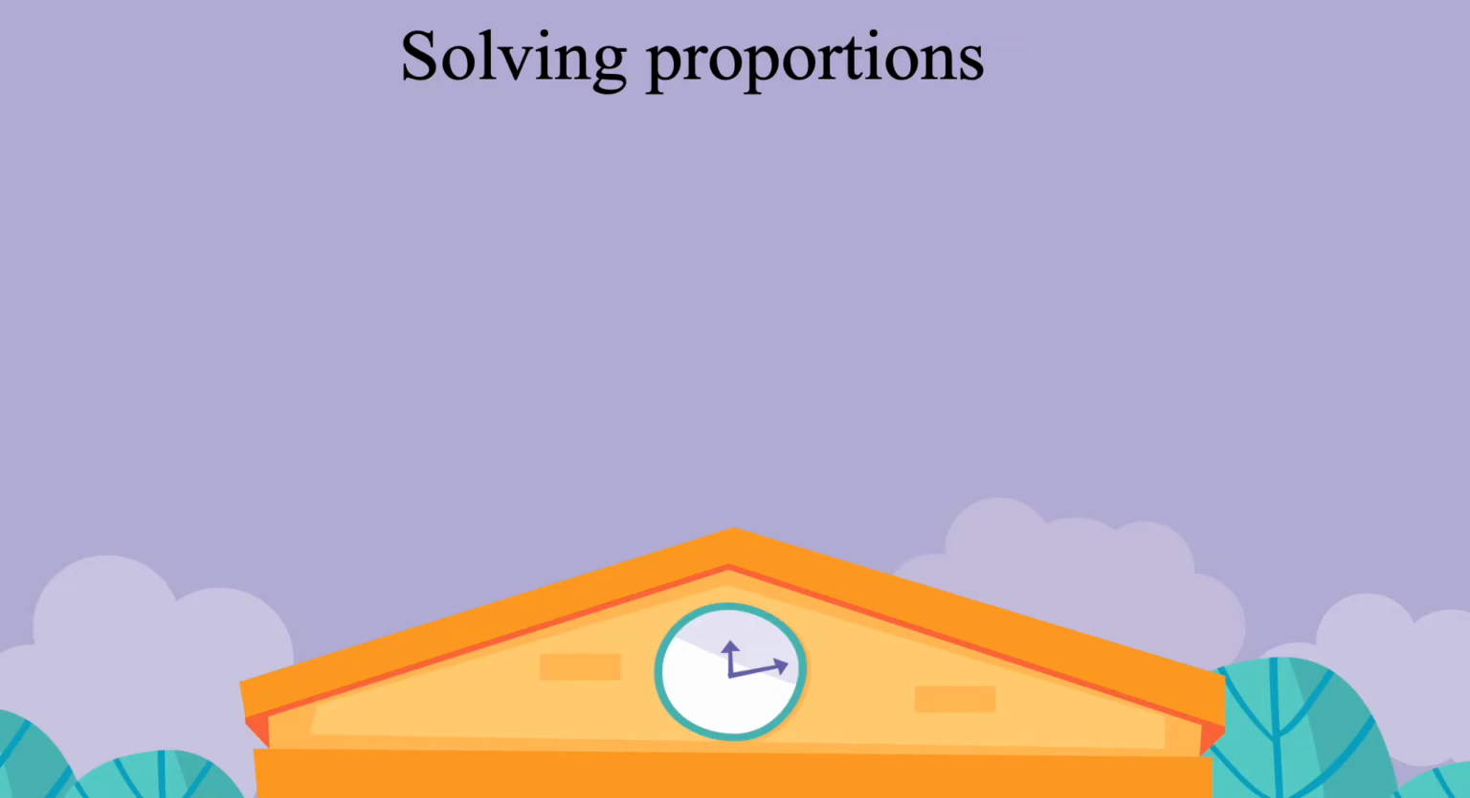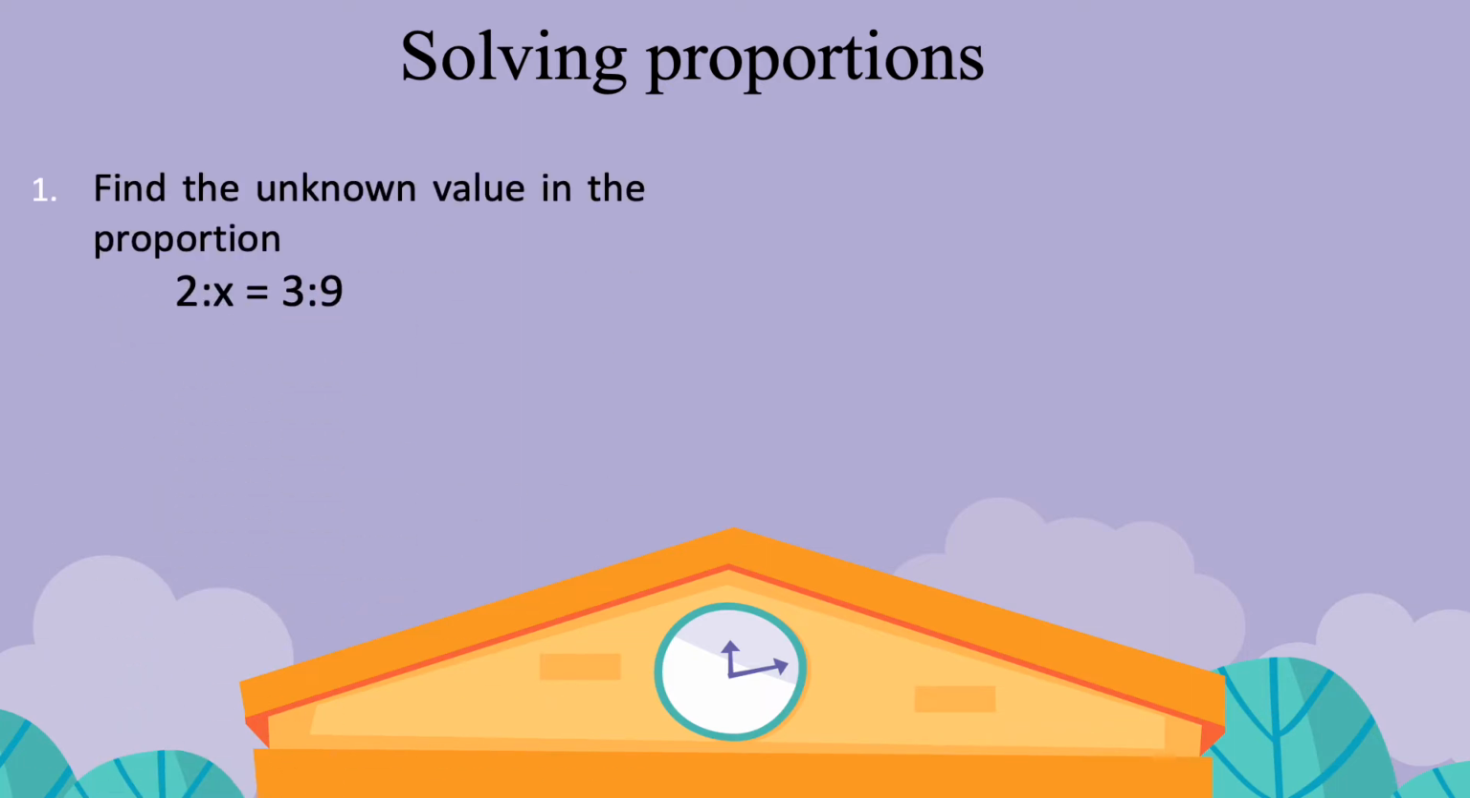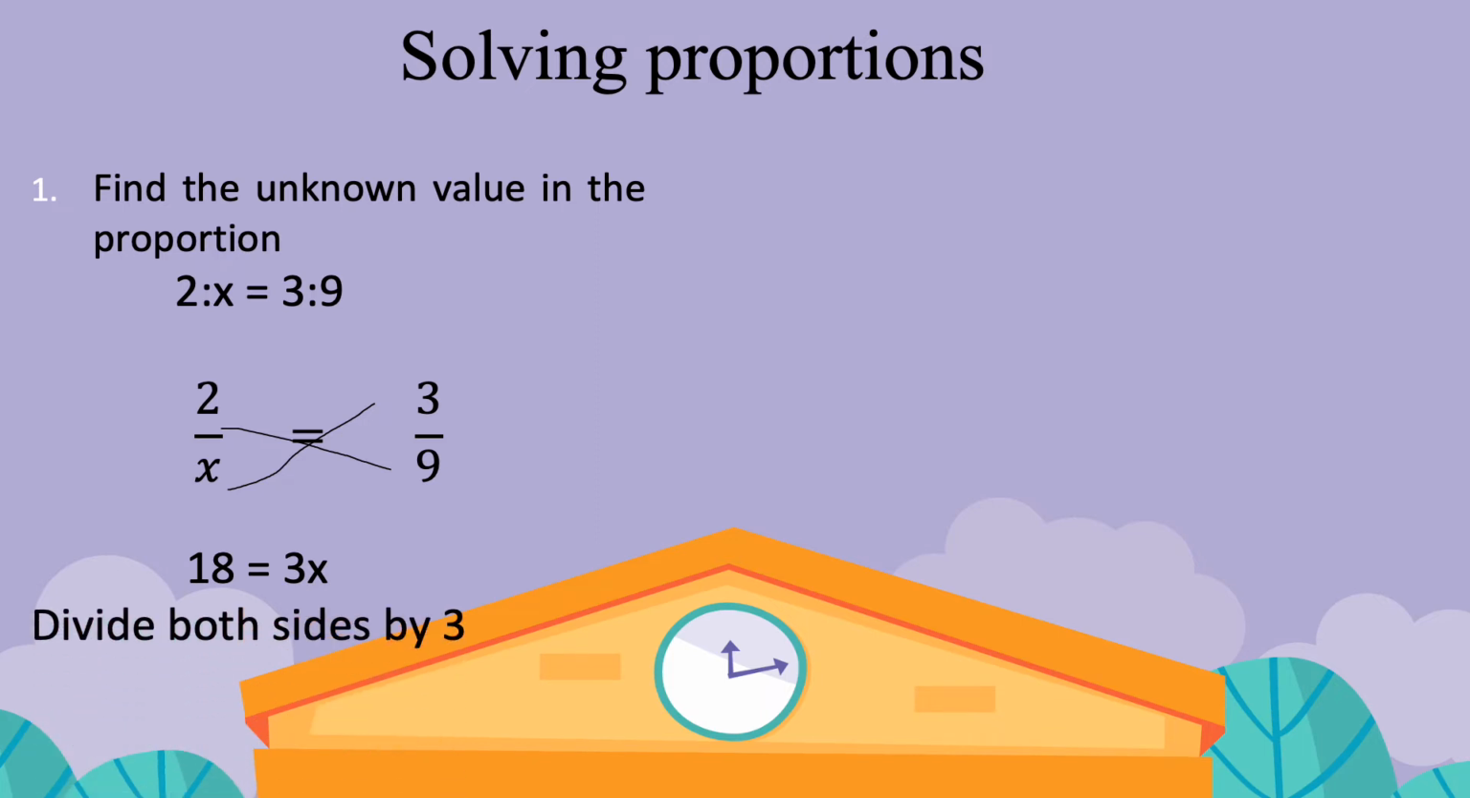The first problem is to find the unknown value in the proportion 2 ratio x equals 3 ratio 9. My first step would be to convert the column-based ratio to fractional form so I can get an equation with two fractions. Then I'll solve the proportion by first cross-multiplying to isolate x, which will give me 18 equals 3x. When we divide both sides by 3, the answer is 6.